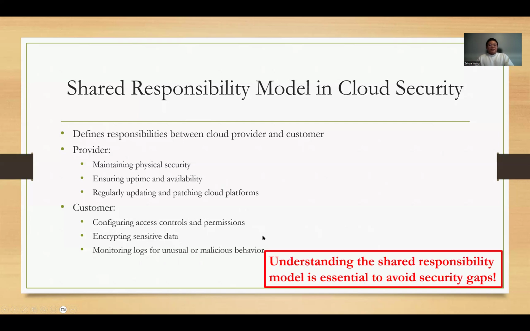The key takeaway here is that understanding the shared responsibility model is essential to avoid security gaps. Because when we have a gap, the attacker can utilize it to carry out exploits. So it's so important.